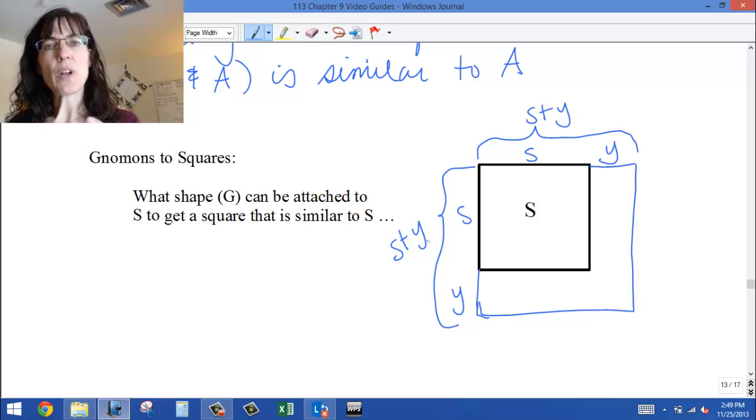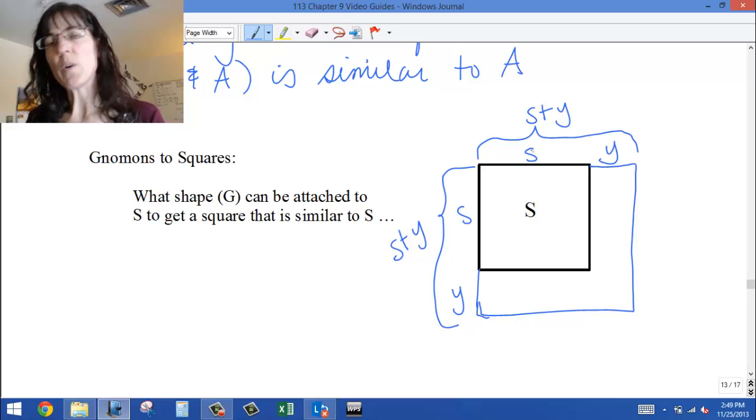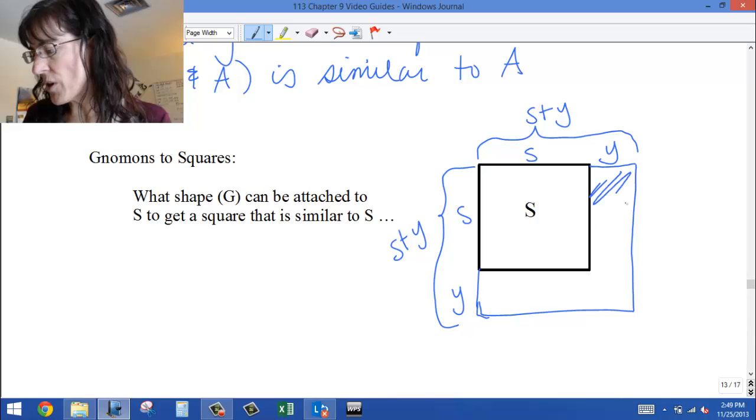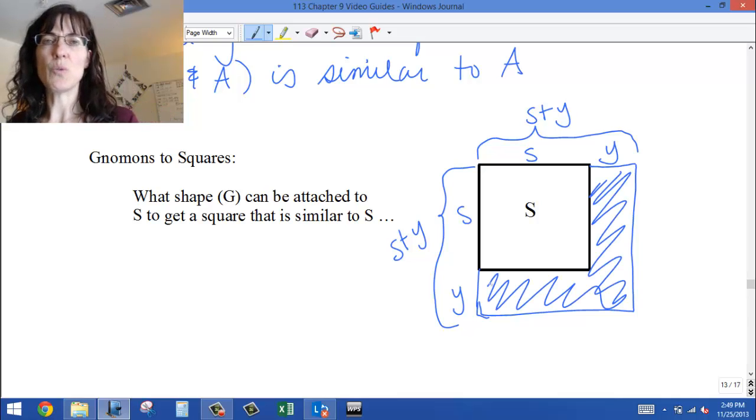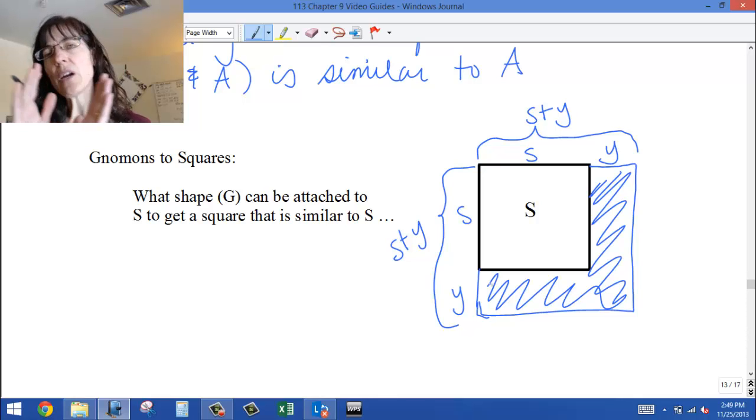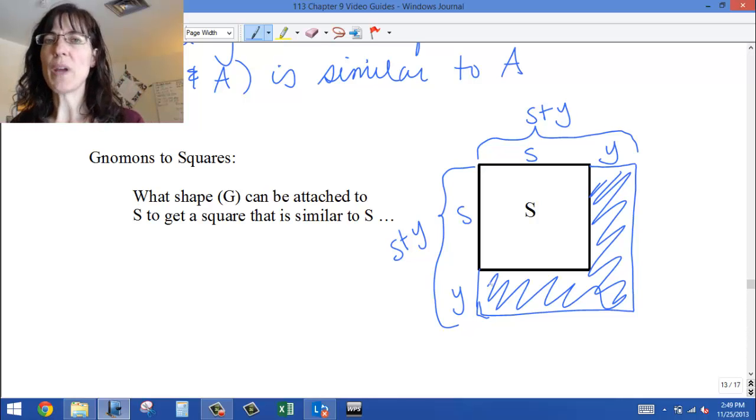And since I know that all squares are similar to one another, then I can just say, well, one side I have to increase by Y, so then this part here that I'm shading is the gnomon to the original square. And I don't care how big the Y is, how long you make it, as long as you do it on both sides, then we'll still have a similar shape.